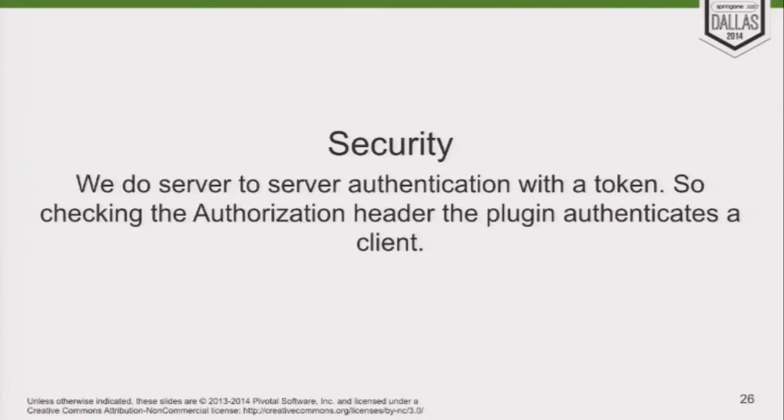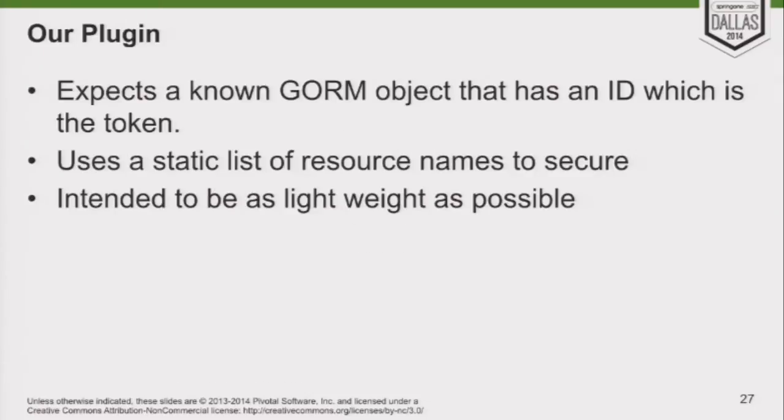So security, another concern that needs to be shared across basically all your microservices. We do server-to-server auth with a token right now. And we built a simple plugin to support that. We expect a GORM object, basically called auth token, to exist in the database. It does work through GORM. It makes sure whether or not the ID exists in the database, and that will do it. We have a static list of what resources to lock down, and we intended this to be as lightweight as possible.